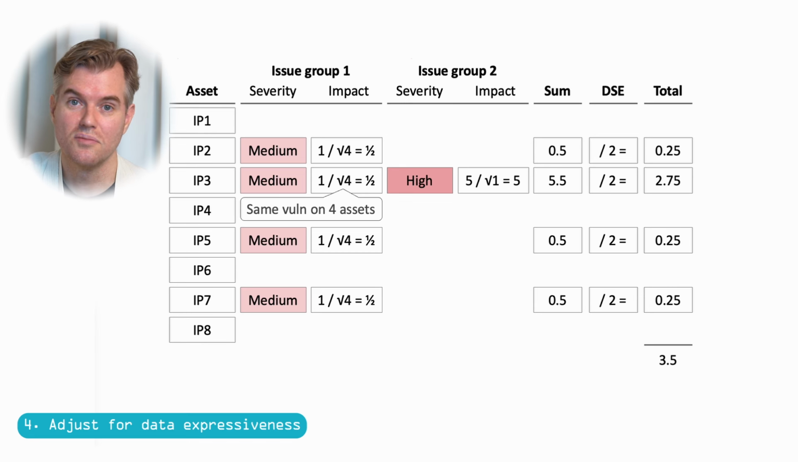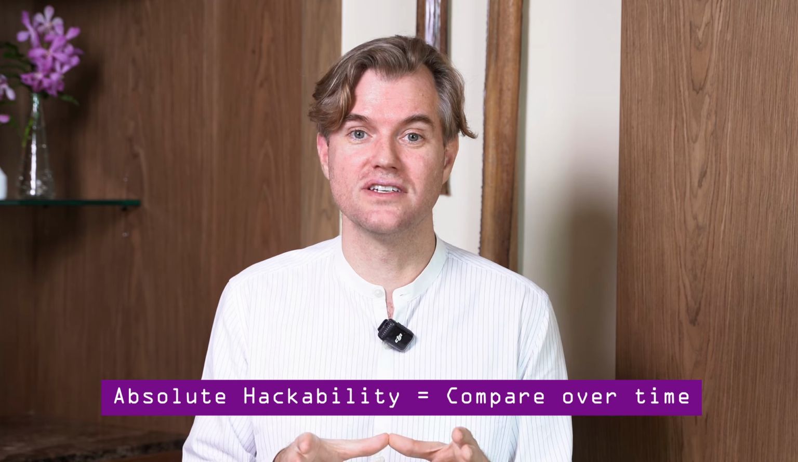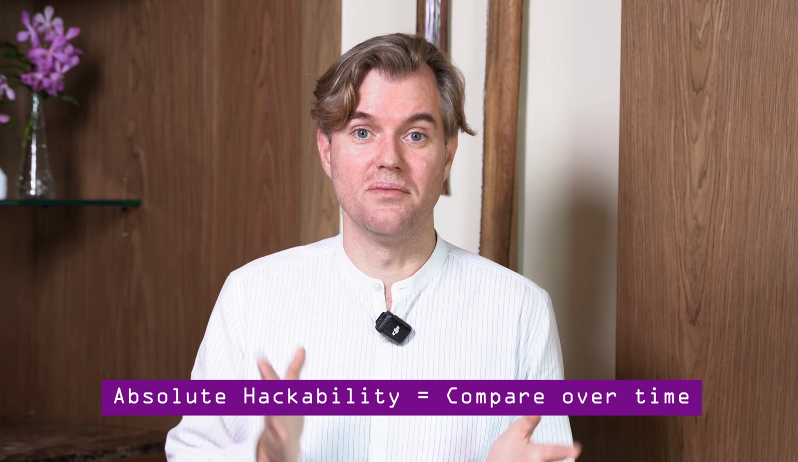So the original 1 became half because of the number of instances and becomes a quarter now. The 5 became 2.5, plus the quarter that's also present on the other 3 computers. You sum all of this up, and you have an absolute hackability for this scope of 3.5. Absolute hackability is useful for measuring progress over time. If you keep testing the same assets and the hackability score changes, that means those assets became more or less hackable in their time frame.